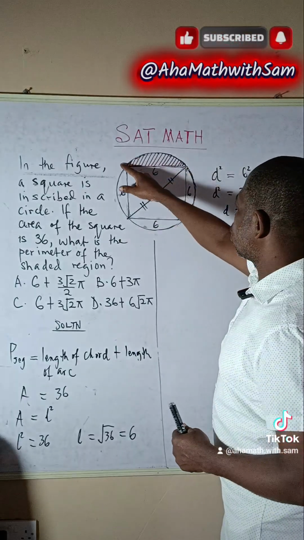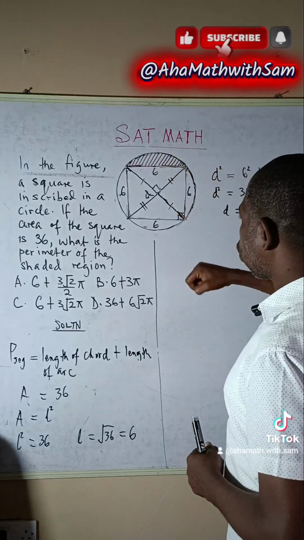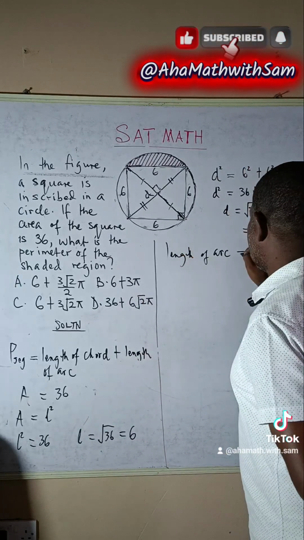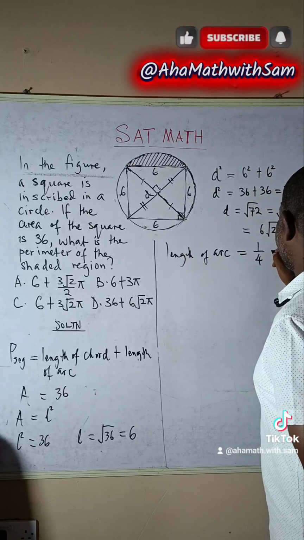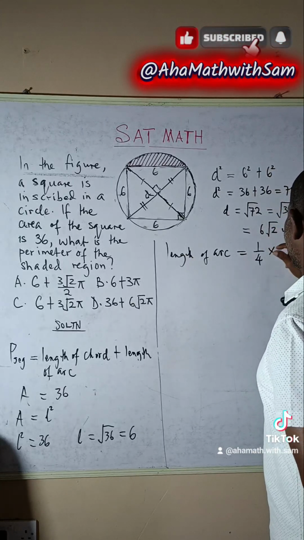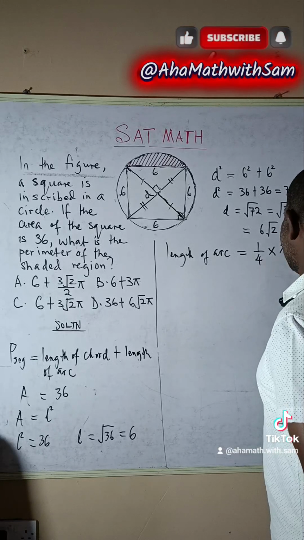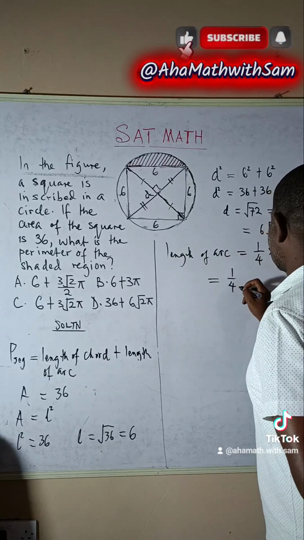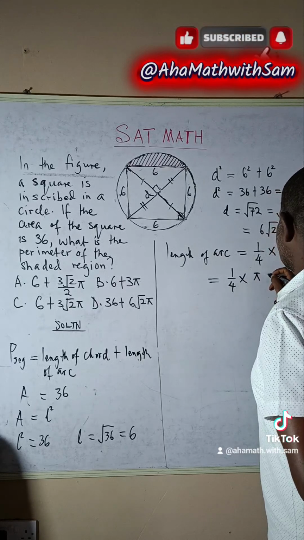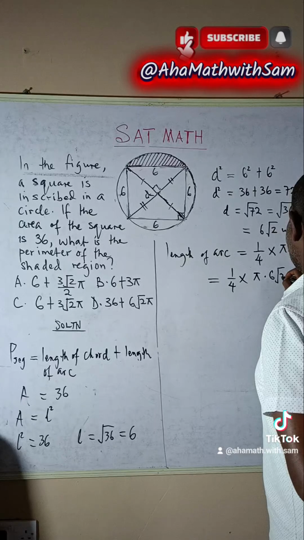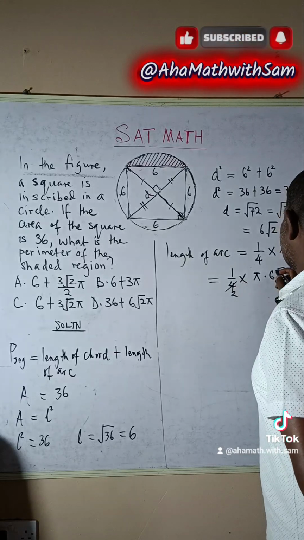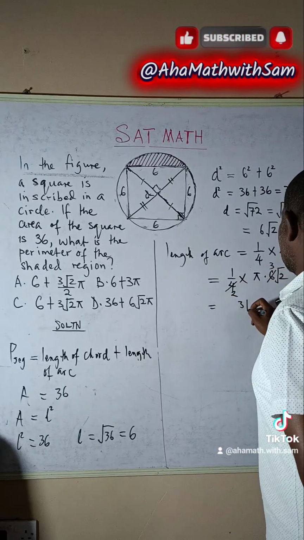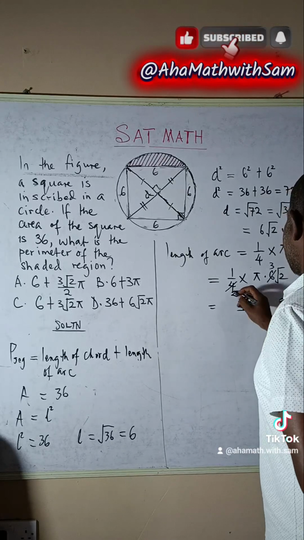It means that the length of the arc we are looking for is 1/4 of the entire circumference of the circle. So length of arc is equal to 1/4 of the circumference, which is given by the formula pi times diameter. That means that the length of arc is equal to 1/4 times pi times 6 root 2. 2 here will be 2. 2 into 6 will be 3, meaning that the length of arc is 3 root 2 pi divided by 2.